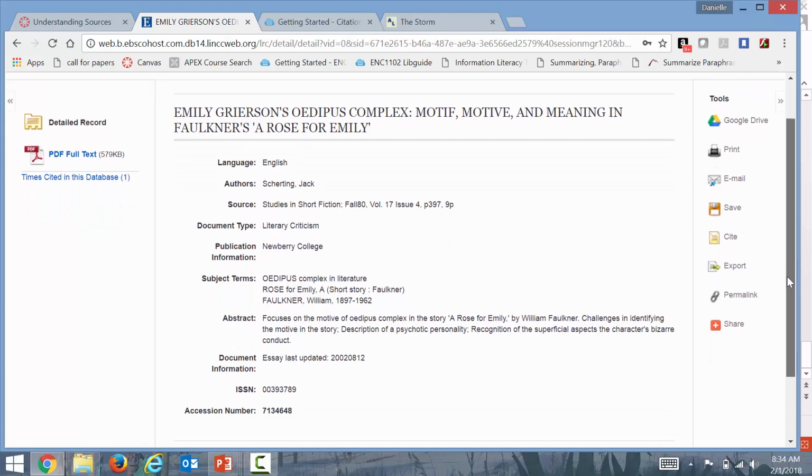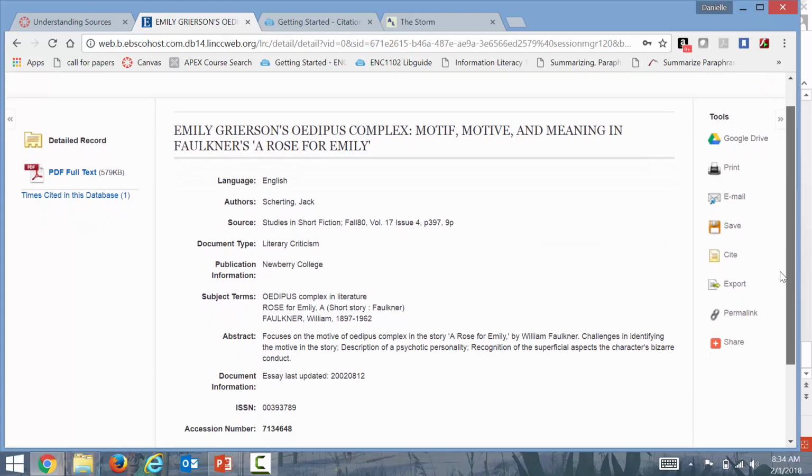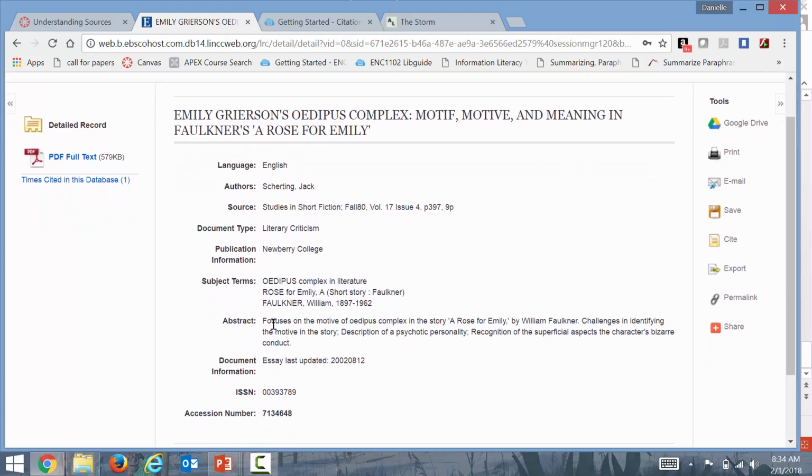So this is the source itself. This information on the page you see is just bibliographic information and an abstract, which gives you a brief summary of the article. It tells you it's 9 pages long. A lot of these are anywhere from 7 to 12 pages long. And this was published in 1980, and it focuses on the motive of Oedipus complex in the story A Rose for Emily by William Faulkner.